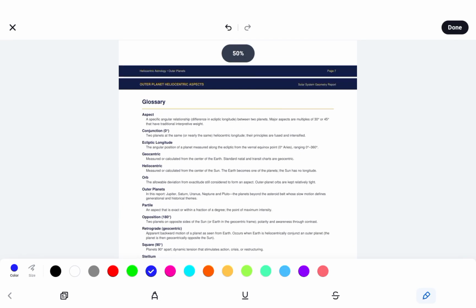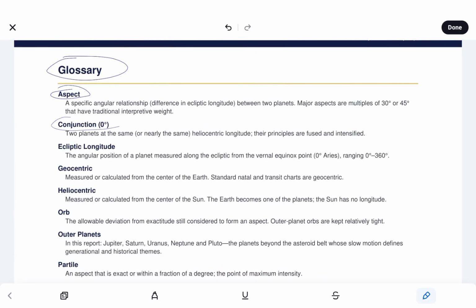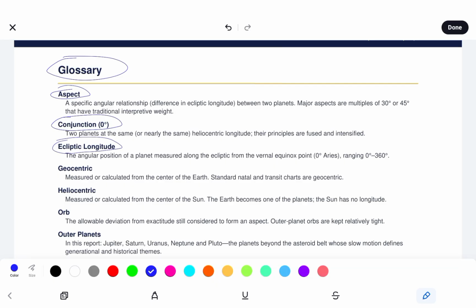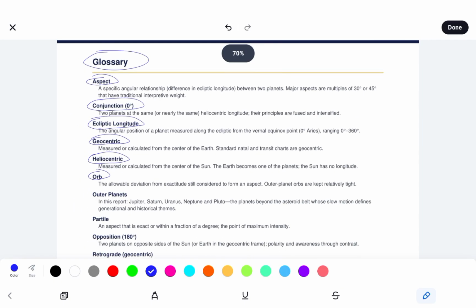So we see this glossary, and I've talked about a lot of these in previous videos, so I kind of just want to speed through these here.